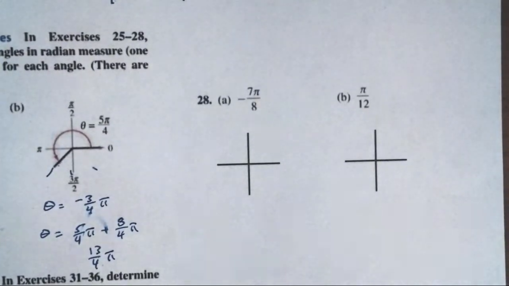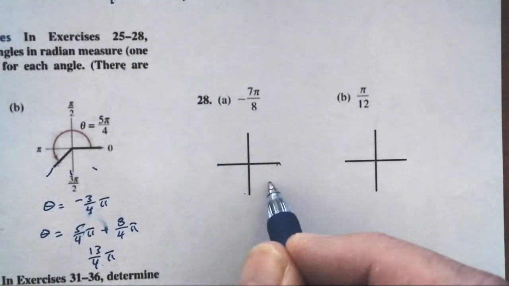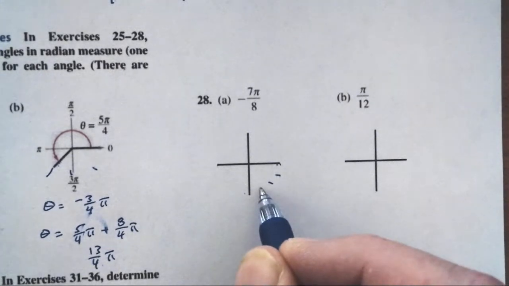Okay, negative 7/8. That means I need 8 tick marks from here to here. So 4 from here to here. So I'm going to divide it in half and half again.